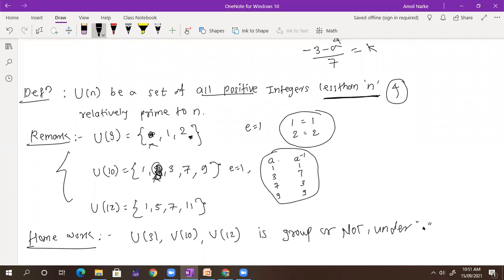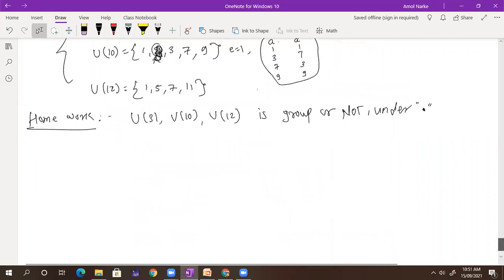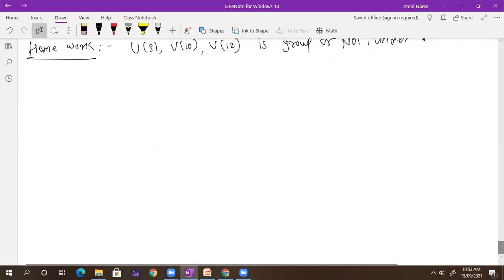So this is what you can easily find for U12 or any group. UN is nothing but the group of the set of all positive integers less than n that are relatively prime to n. Now you have finite groups, and you also have infinite groups. An infinite group is, for example, the natural numbers with addition. Yes or no?